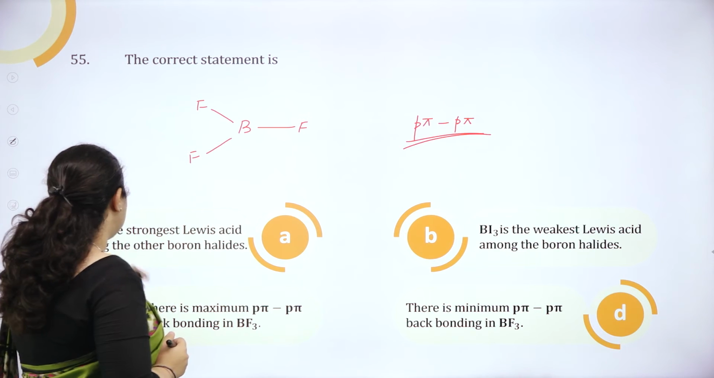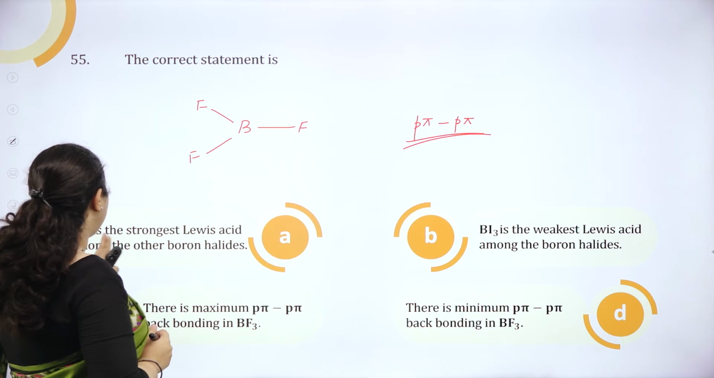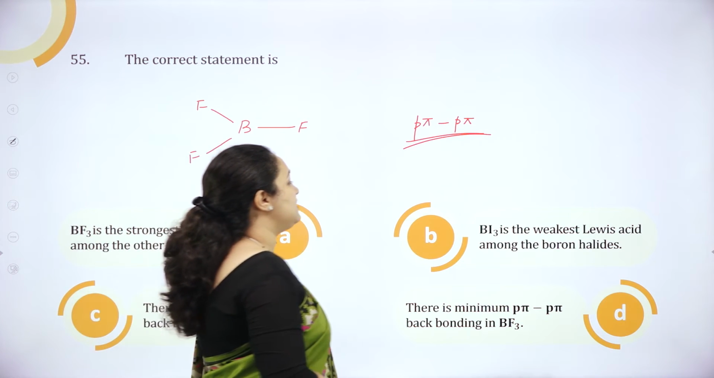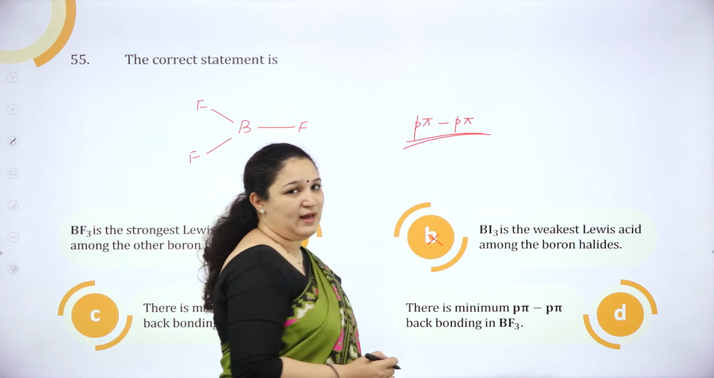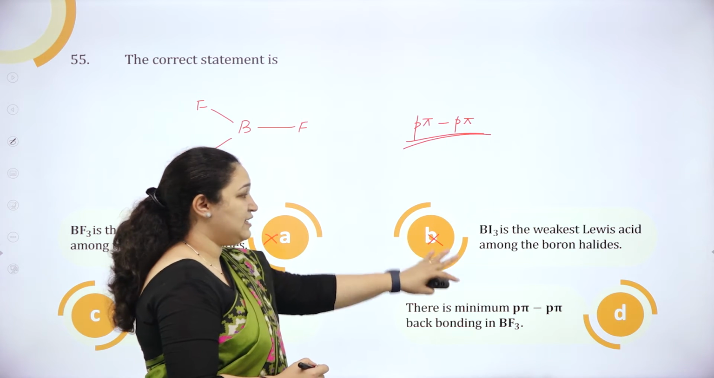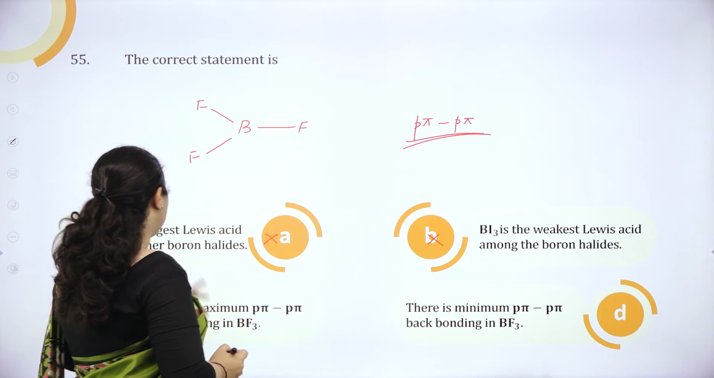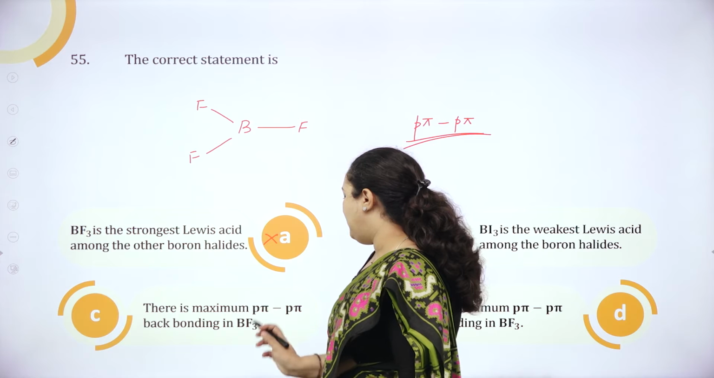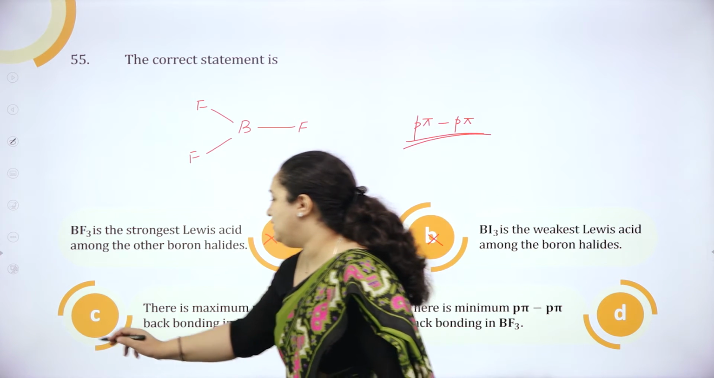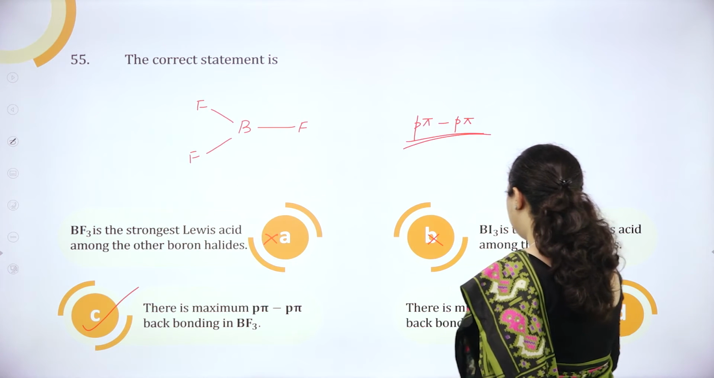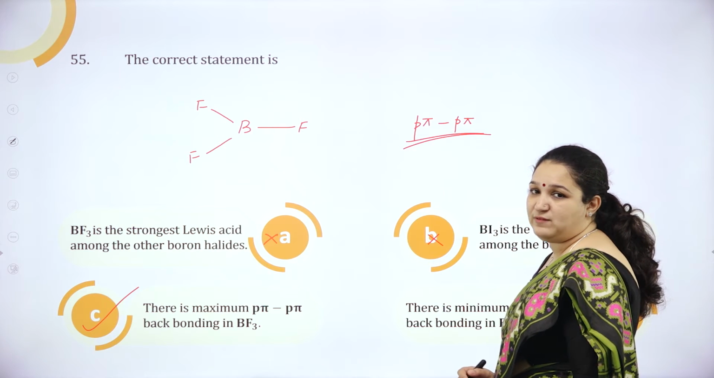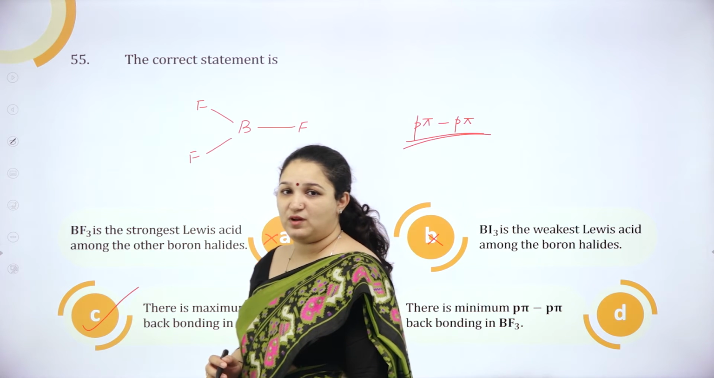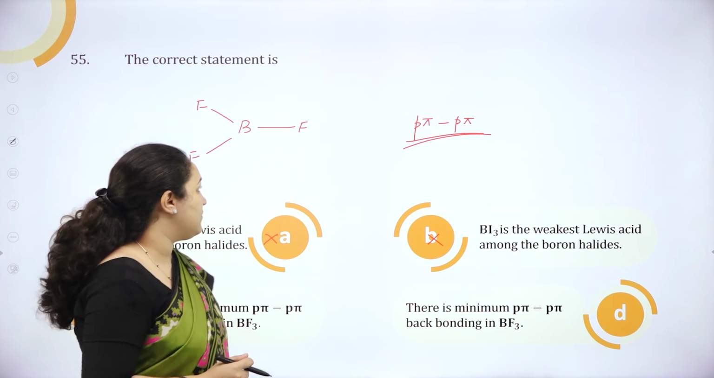So the statements, if you see: BF3 is the strongest Lewis acid. This is wrong. BI3 is the weakest Lewis acid among other boron halides. Even that is wrong. BF3 is the weakest. Here also BF3 is not strongest, it is the weakest Lewis acid. There is a maximum p-pi back bonding in BF3. This is the correct statement. There is minimum p-pi back bonding in BF3, which is wrong. So option C is the correct answer. I hope you have understood this question.